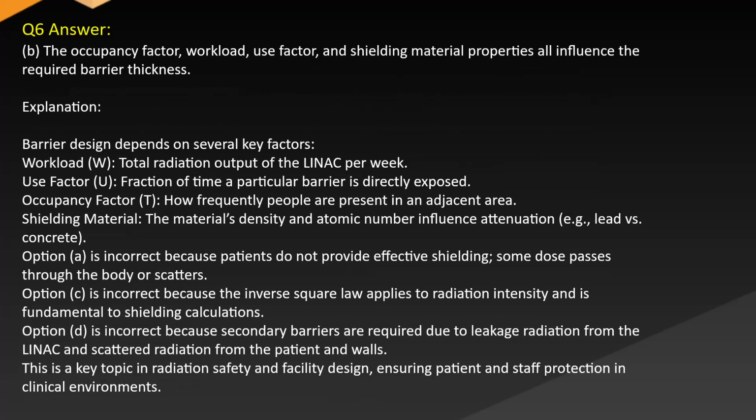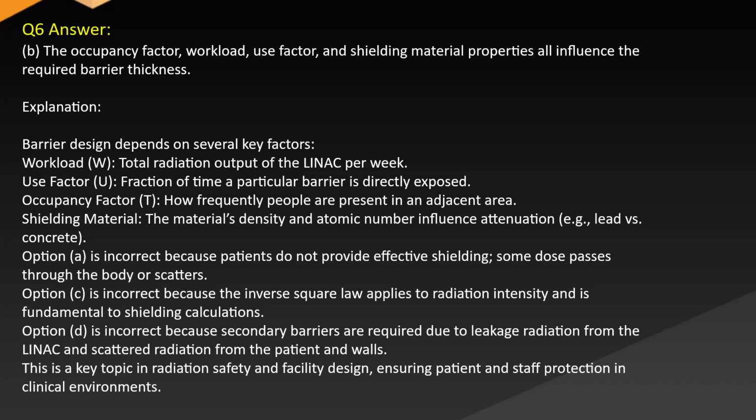Answer: B. The occupancy factor, workload, use factor, and shielding material properties all influence the required barrier thickness. Explanation: Barrier design depends on several key factors. Workload, W: total radiation output of the LINAC per week. Use factor, U: fraction of time a particular barrier is directly exposed. Occupancy factor, T: how frequently people are present in an adjacent area. Shielding material: the material's density and atomic number influence attenuation.